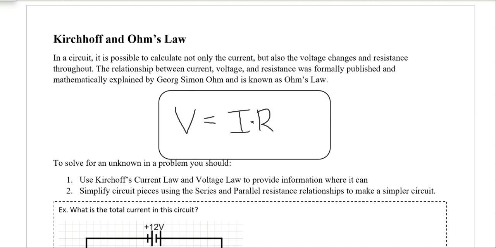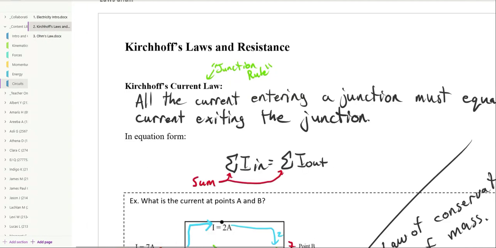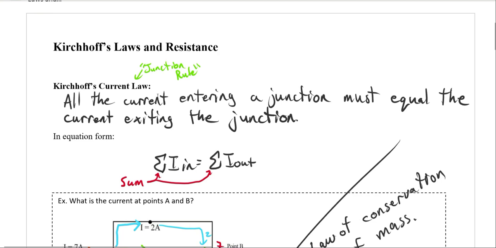So that's the first thing for us to remember. Not much to remember there, but if we take a gander here at Kirchhoff's laws, let's remind ourselves of that. First, Kirchhoff's current law, or what I call the junction rule, is all the current entering a junction must equal the current exiting the junction. So this is the current in equals the current out.